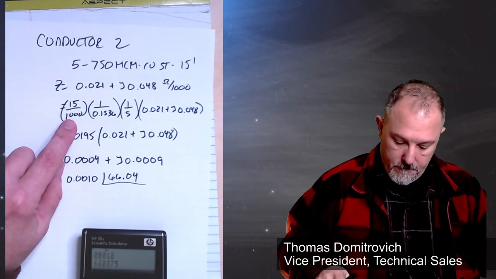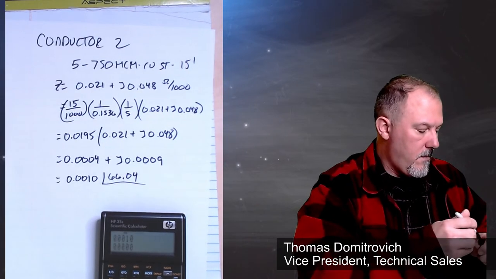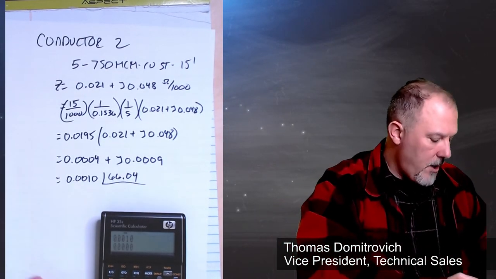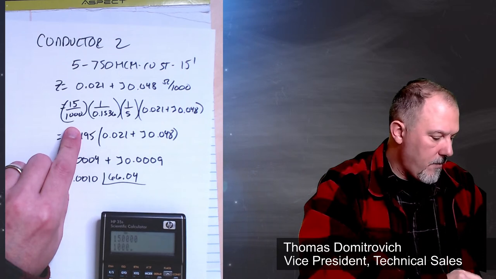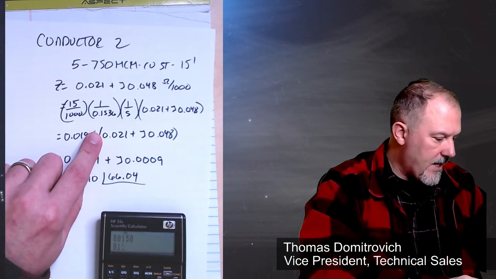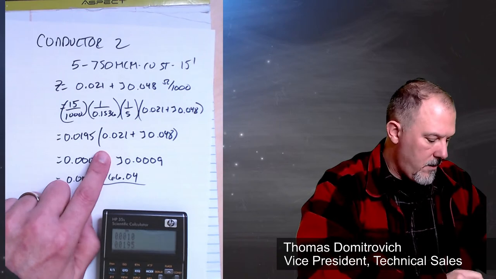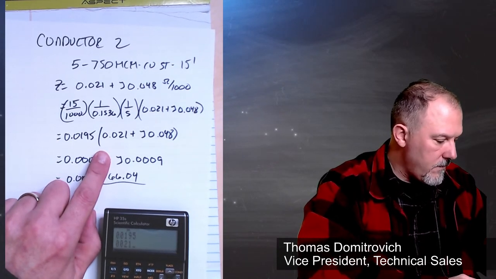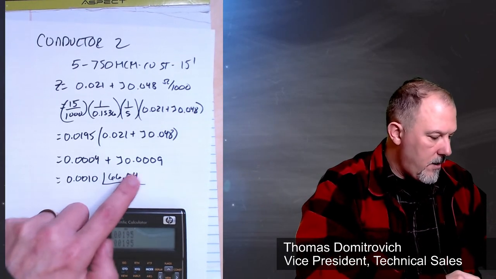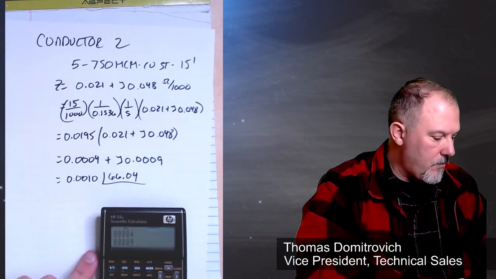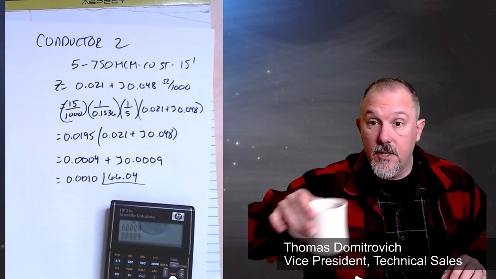Make sure I did that right. You guys checking my math? All right, so just do it again. 15 divided by 1,000, divided by 0.1536, divided by 5, 0.0195, times 0.021, 0.0004. 0.0195 times 0.048, 0.0009. Looks right. All right. We're looking good.